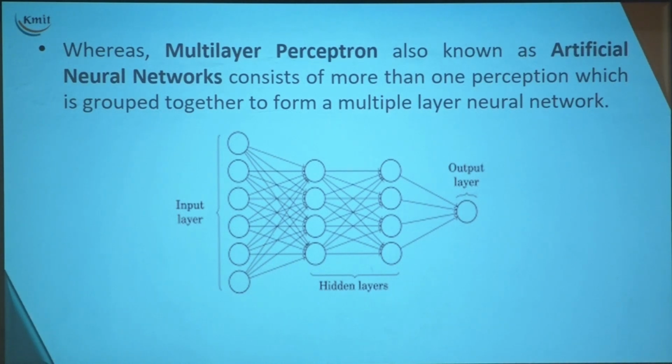How many input layers we have? One. With how many neurons? 6. How many hidden layers? 2. Each hidden layer with 4 neurons. And how many output layers? 1. Is that clear? With how many neurons? So this is how I say it.